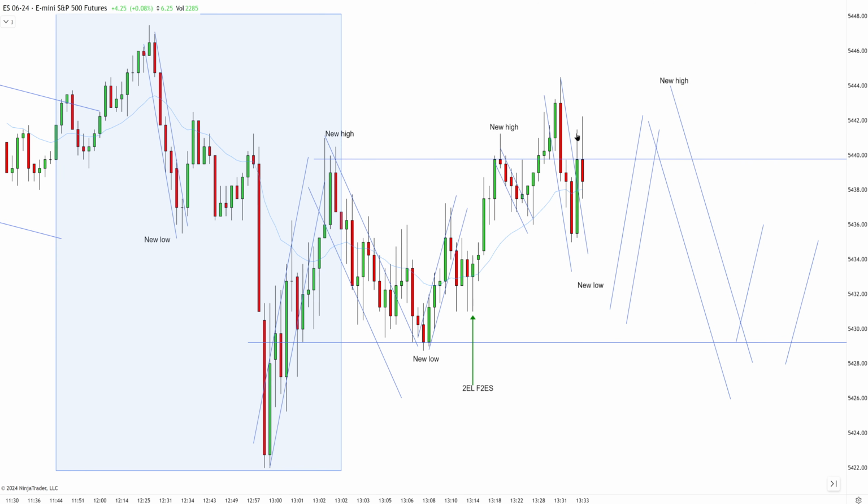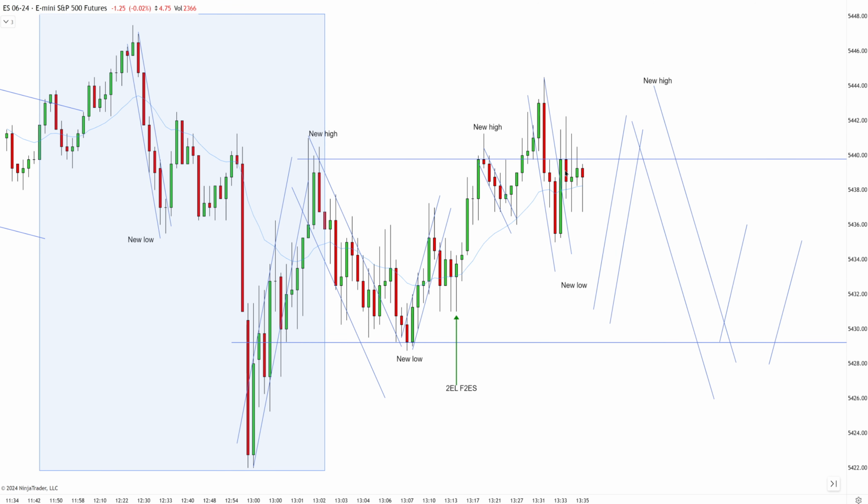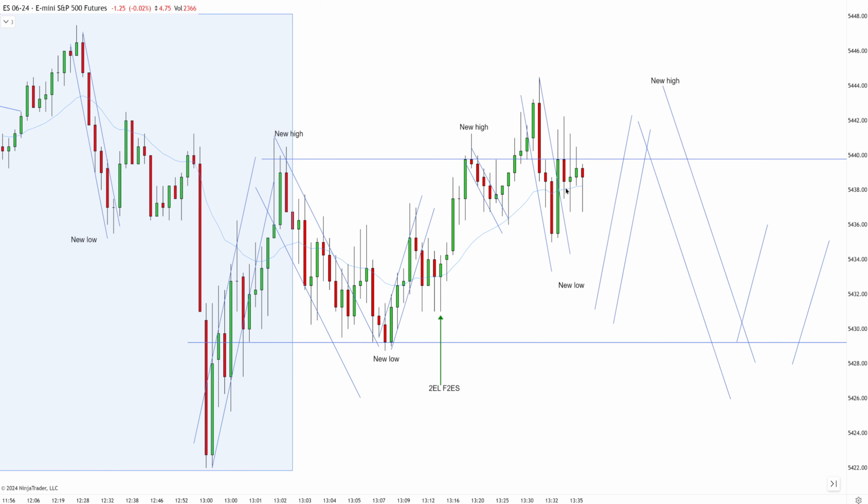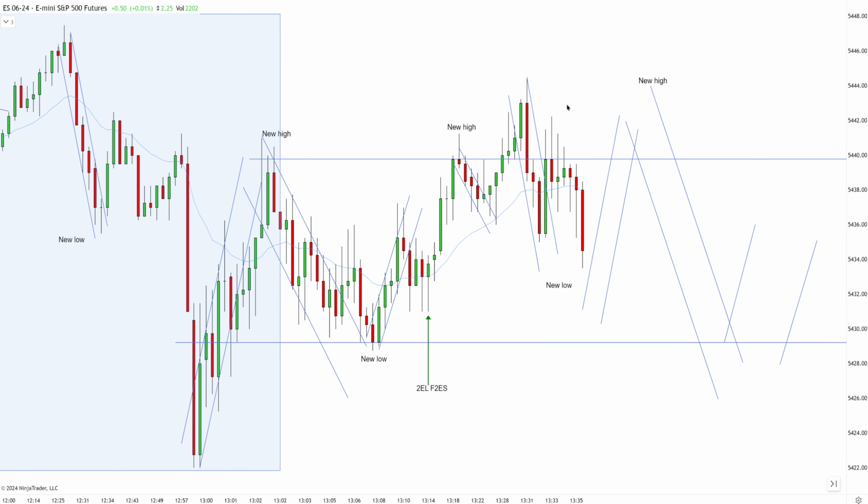It broke higher. Okay, break. I don't see any good setup. We have a lower high here, but it's still above EMA. You know, also 4.75. You can see the bars are quite big after news, so not that great of a setup, but it is a lower high.